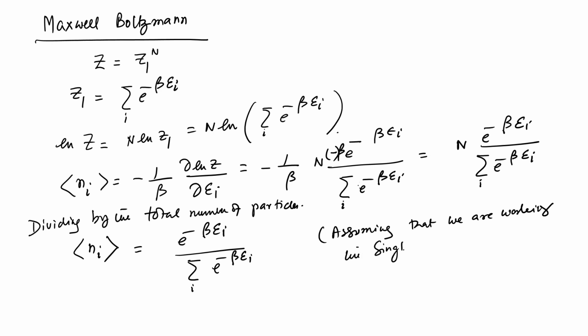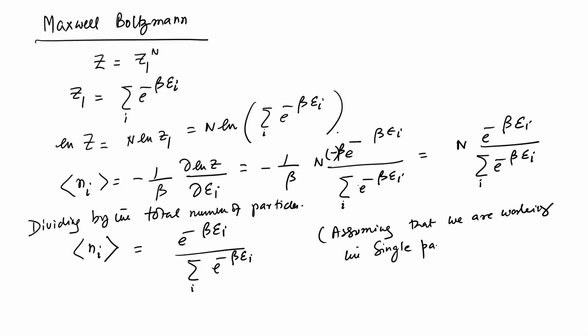And why we can do that is that they are non-interacting particles. So, there is no interaction between one particle and any other, or any of the rest of the particles. So, we can deal with one of them, and we can write down the distribution function as this. So, this is called the Maxwell-Boltzmann distribution.